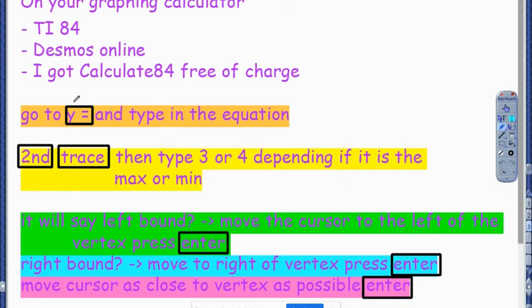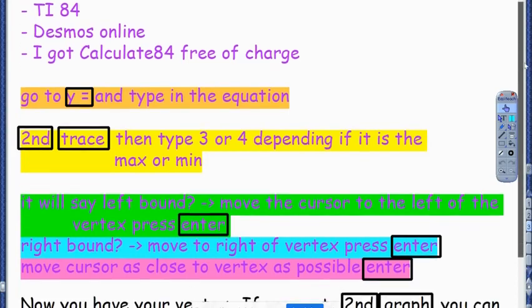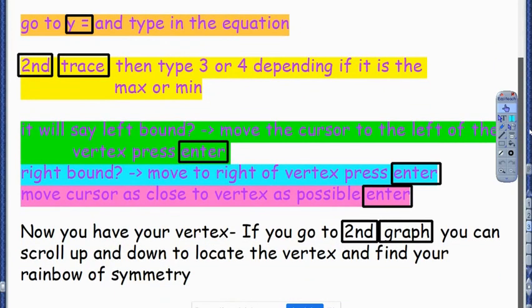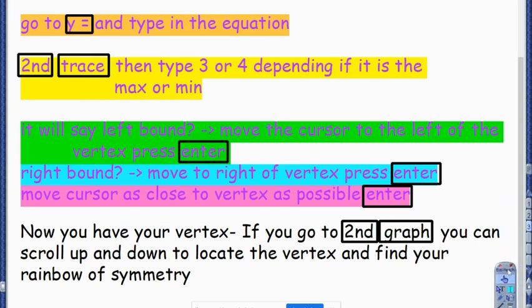So if you were to be in your graphing calculator, these are the steps that we take. So you go to your y equals, you type the equation in, then you press second trace, and then you type 3 or 4, depending if you're looking for your max or your min. It will say left bound. You move your cursor to the left of your vertex. You press enter. Then you scoot your cursor to the right of your vertex and you press enter. And then you move your cursor as close to the vertex as possible. And you press enter. And now you have your vertex.